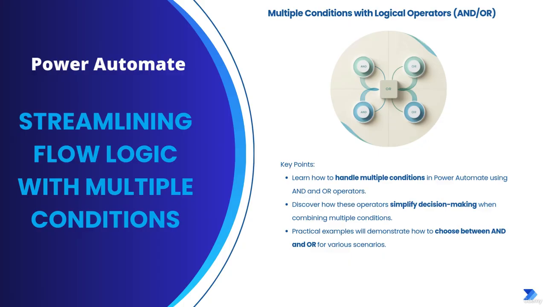Or, this operator requires that at least one condition must be true for the action to execute. For example, suppose you want to trigger an alert if either 1. The inventory level is too low, or 2. The product is out of stock. As long as one of these conditions is true, the alert will be triggered.